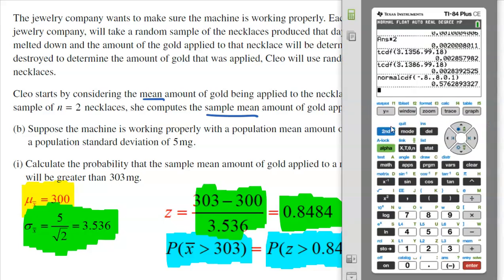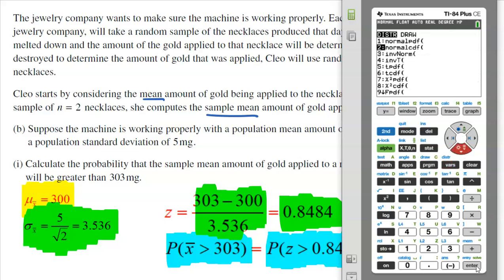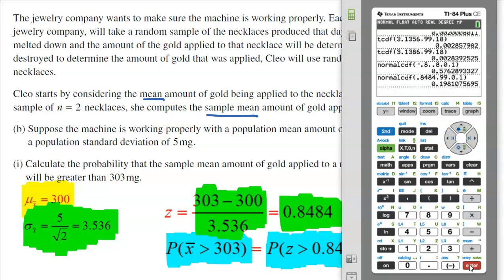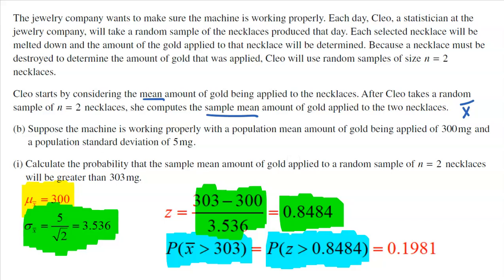Now to get that, I'm going to once again go back to my normal CDF. I'm going to start at that z-score of 0.8484 and go all the way up to infinity. And after putting in infinity, I get a probability of 0.1981, and that is how I arrived at my probability. 19.81% of all possible samples of size 2 will produce a mean greater than 303 milligrams. All right, pretty easy for part B, section 1.